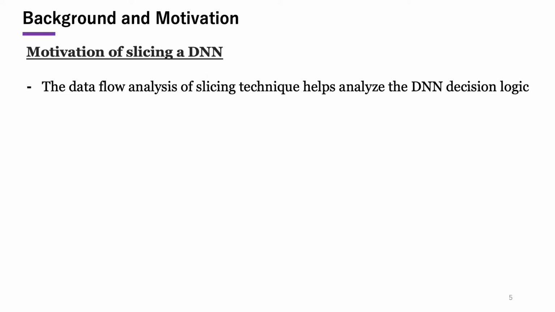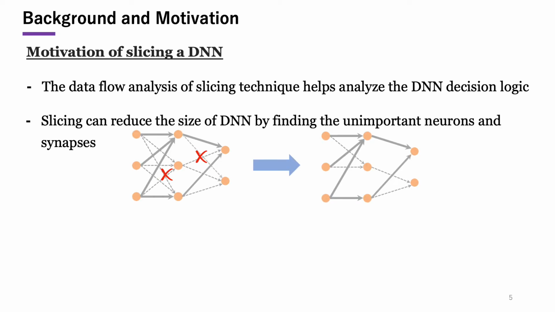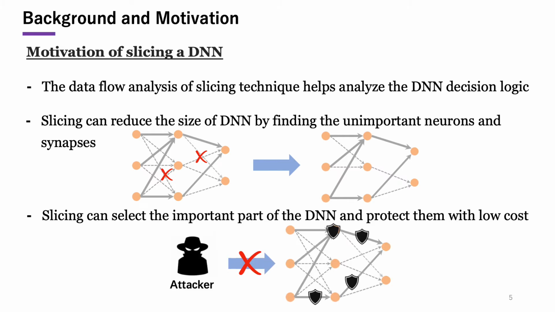The motivation of slicing a DNN is threefold. The data flow analysis of slicing technique can help to understand the DNN decision logic. Slicing can reduce the size of DNN by finding the unimportant neurons and synapses. Slicing can select the important parts of the DNN and protect them with low cost.